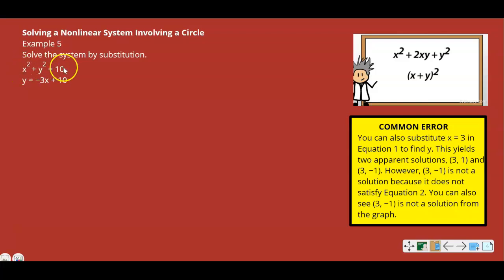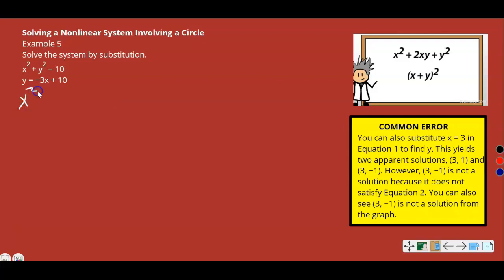So we have an equation of a circle, and we have y equals negative 3x plus 10. This is a linear equation. So we have an equation of a circle and a linear equation. This is solved by substitution. Since the second equation is already solved for y, we can take this and substitute that in place of y in the first equation. So let's go ahead and do that.